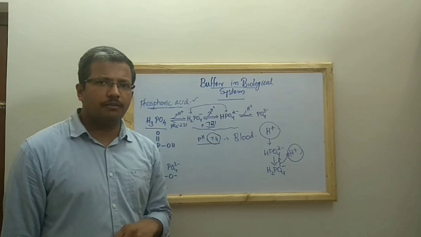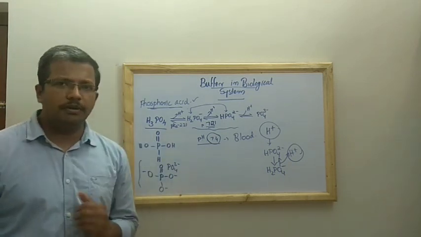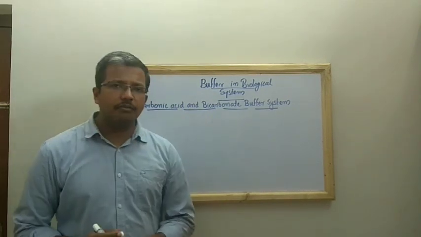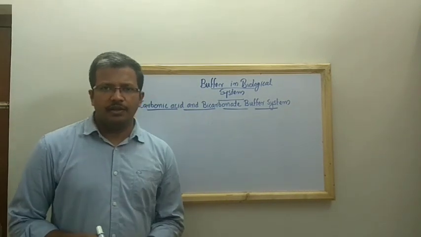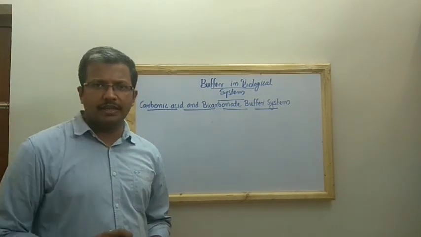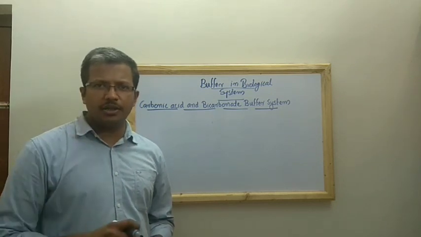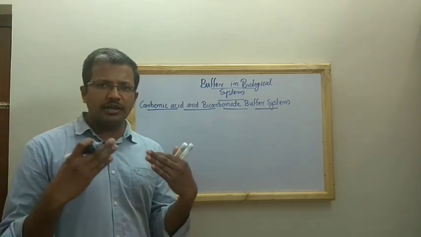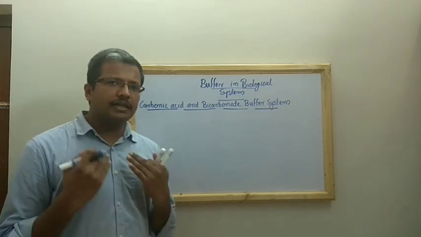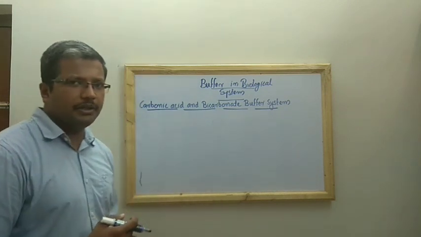Now let us discuss the carbonic acid and bicarbonate ion buffer. Let us see the carbonic acid and bicarbonate buffer system. In this system, we have to remember one enzyme, carbonic anhydrase, which catalyzes a reaction in which carbon dioxide and water combine to form carbonic acid, and then it is dissociated to form bicarbonate ions. Let us see what is happening there.